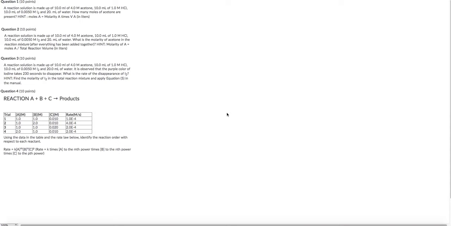I'll give you some hints and tips here on how to do the pre-lab for this iodination lab, this kinetics lab. Now, the first question is asking you for the moles of acetone here, and I do give you a hint.